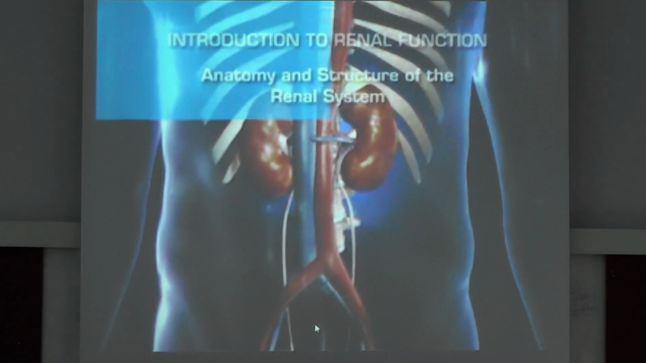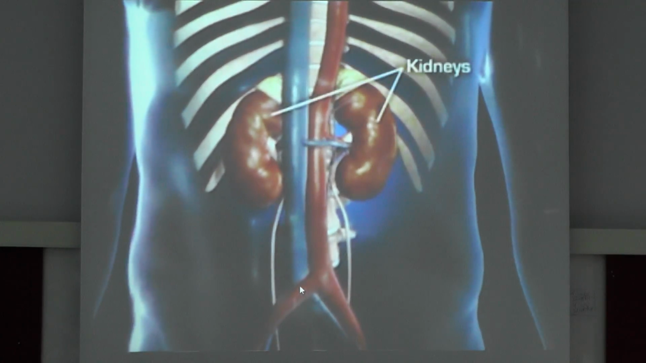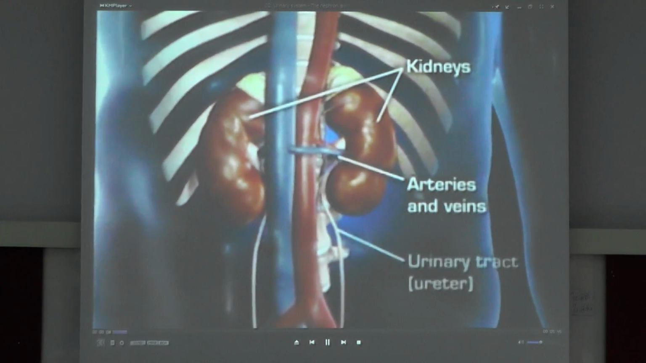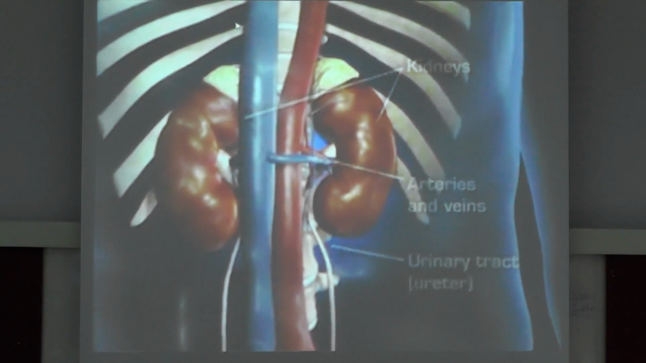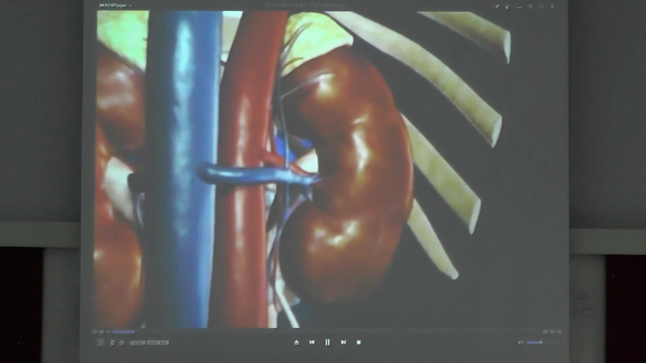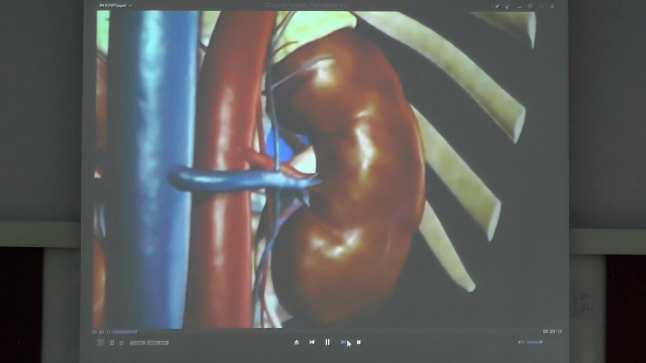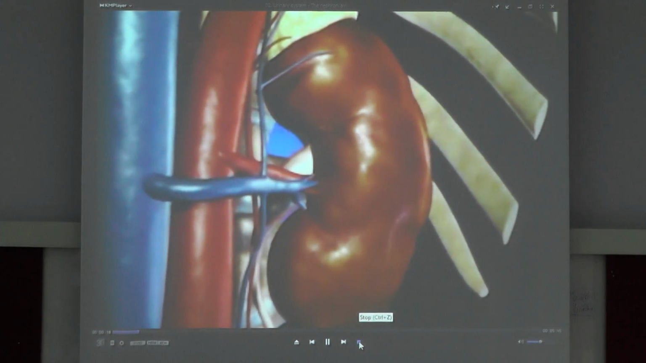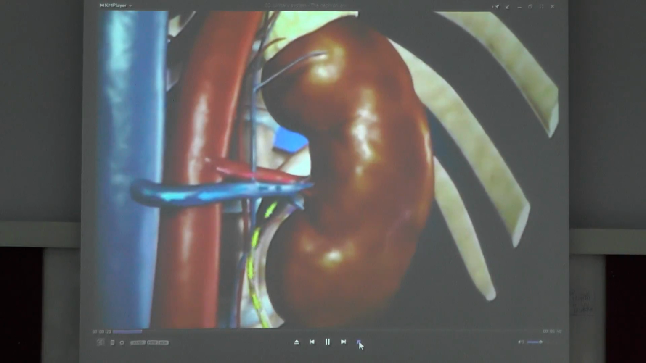The renal system consists of the kidneys, the connecting arteries and veins, and the urinary tract. The kidneys are paired, bean-shaped organs lying outside the peritoneal cavity in the back of the upper abdomen, one on each side of the vertebral column. The kidneys function as the body.